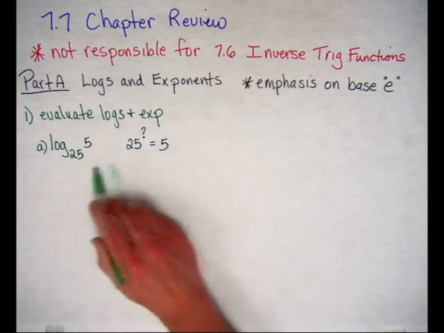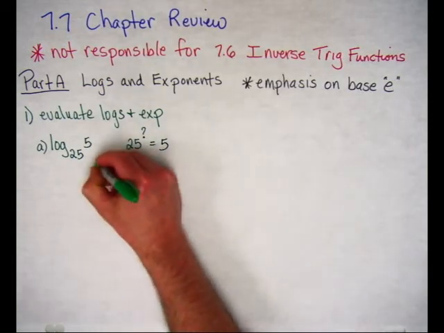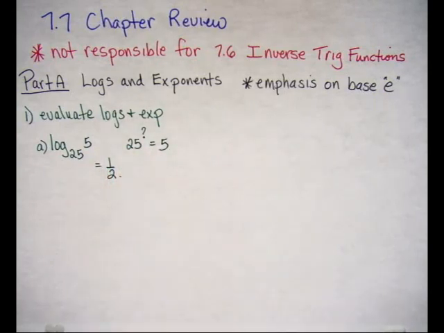So if you were to convert this to its exponential form, it would be 25 to what exponent is 5? Well, to get 25 to be 5, you have to take a square root. And a square root, of course, is 1/2. So this answer would be 1/2. Now you'll notice that in this question I used the base 25.